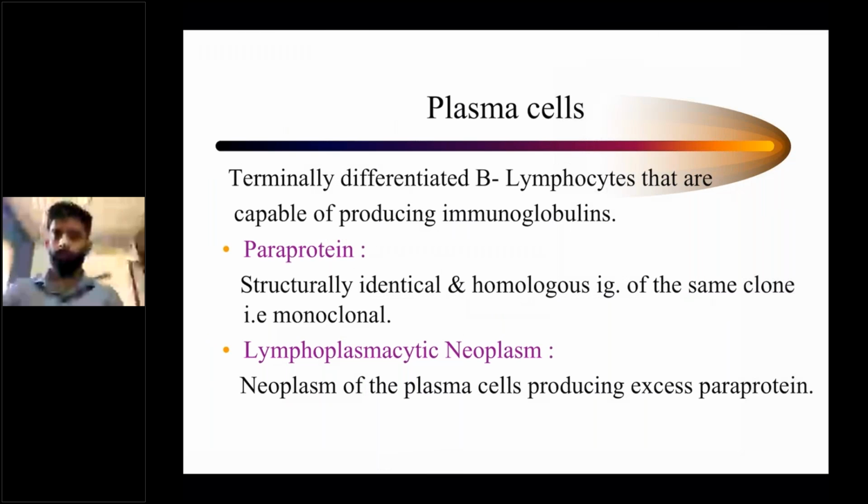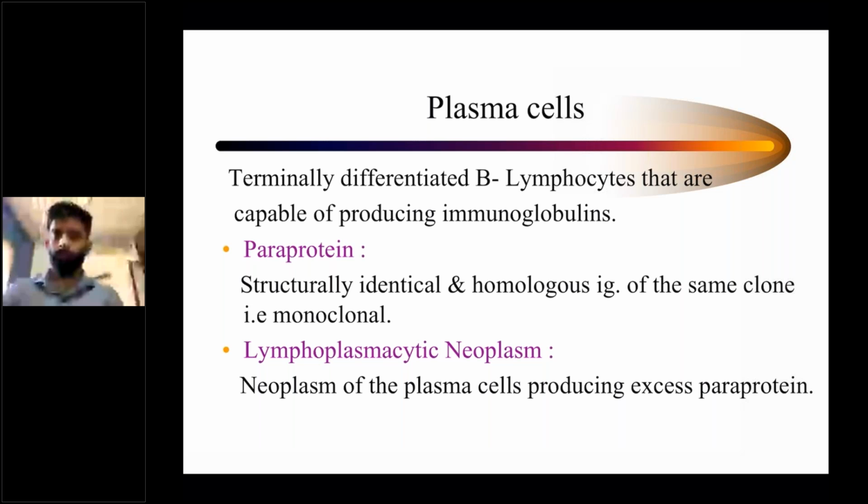Firstly, plasma cells, what are they? The terminally differentiated B lymphocytes that are capable of producing immunoglobulins. So B lymphocytes that do not have a purpose will be terminally differentiated into plasma cells that have a purpose. And that purpose is producing immunoglobulins, which play an important role in acquired and adaptive immunity in response to an infection or to a vaccination given to your body.